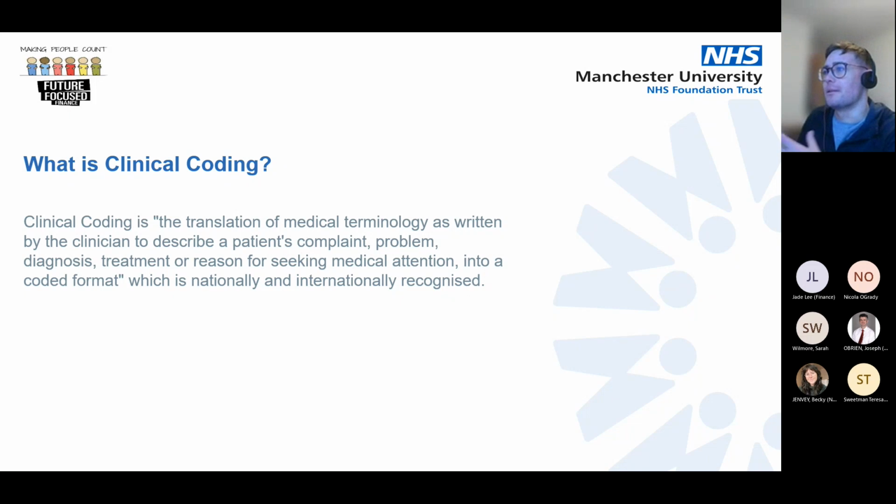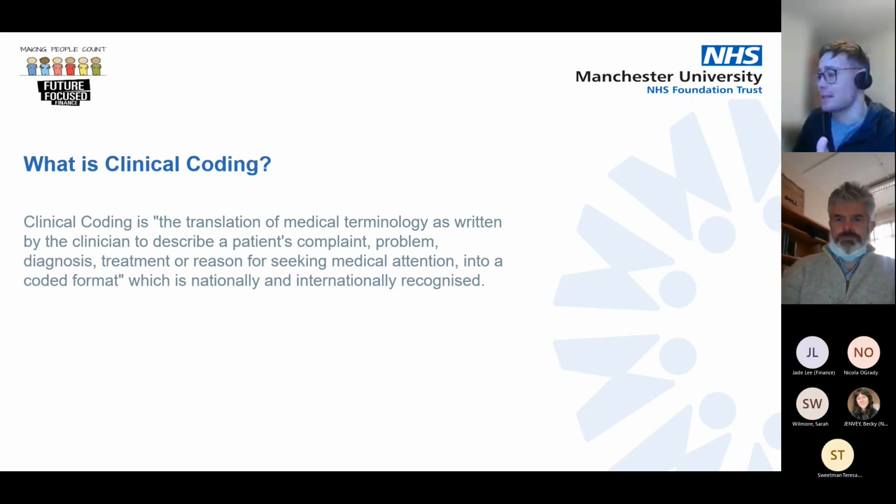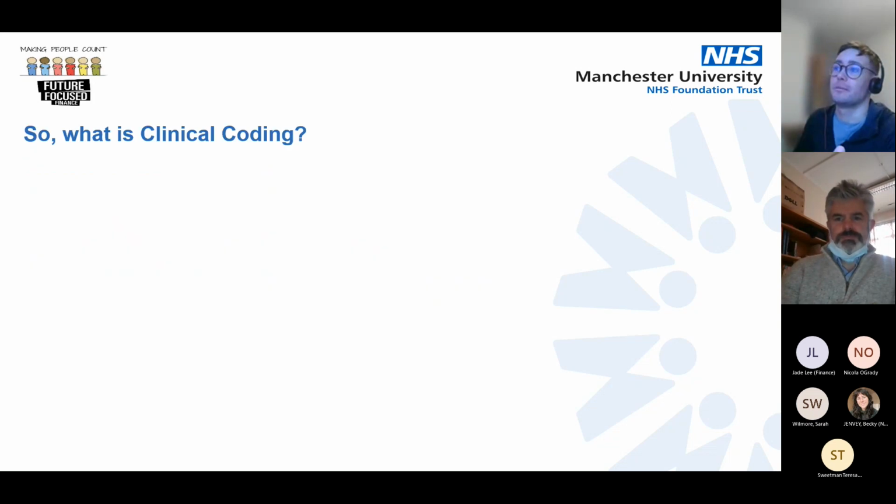So when we answer the question, what is clinical coding, with this answer, it just prompts another question. So what is clinical coding? Because that really technical explanation from the previous slide just doesn't answer the question. It's a lot of words that doesn't really make it any clearer to anyone. So if we break it down into the key parts, hopefully you'll get a better idea of what actually clinical coding is.